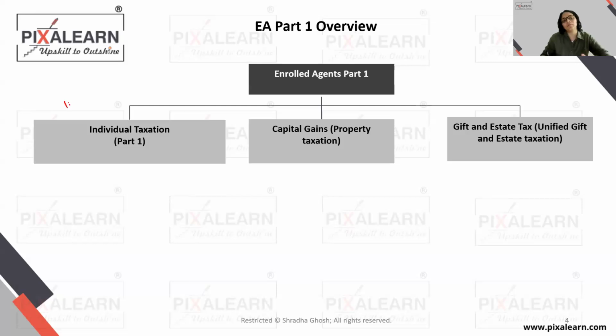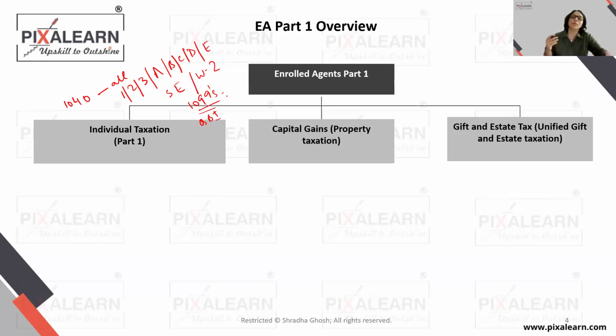So this has Form 1040 and all the other schedules. We have Schedule 1, Schedule 2, Schedule 3, the most important ones A, B, C, D, E, and then you have the self-employment form, W-2, and a basic idea of 1099s and how they're going to help you, and also a little bit about QBI, which is a separate form altogether. But QBI and AMT are topics which are not dealt with in detail in EA.